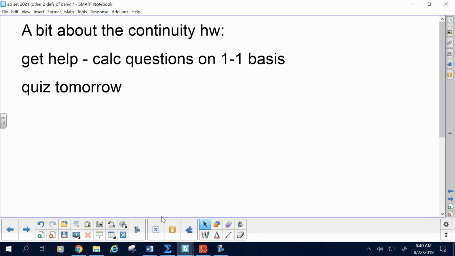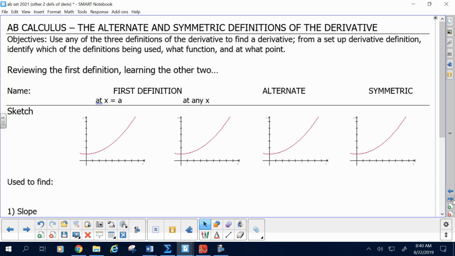Let's go to the next idea. Gosh, that makes me feel so much better about the continuity. You're not terrible at continuity. You just need a little more instruction. Excellent. Let's go to today's notes.